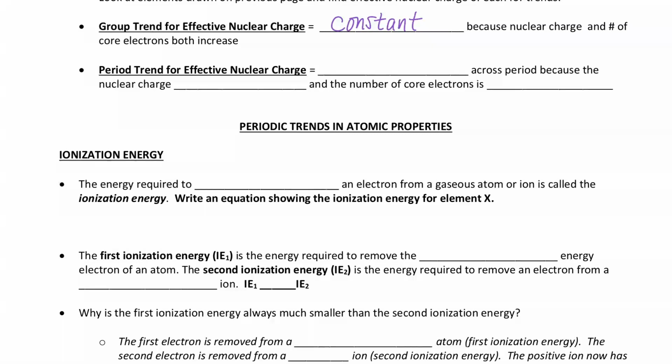It's going to increase. Okay. It's going to increase, right? Okay, so as we go across, we're going to increase. We're going to go left to right. I'm going to give a little arrow to show which direction we're going. Okay. This is because the nuclear charge increases while the core electrons will be constant.